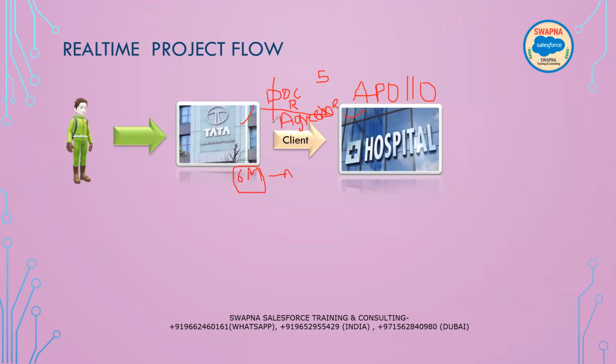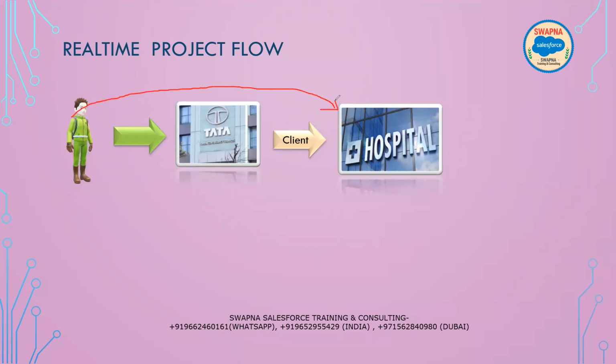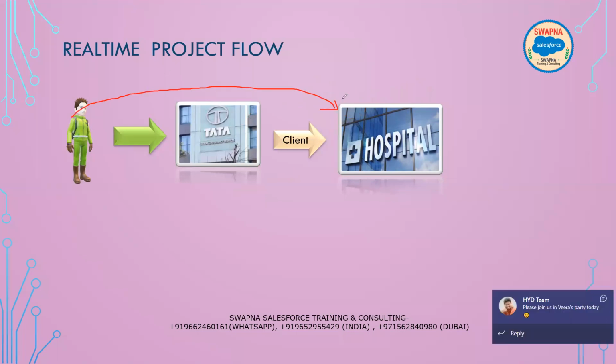Once this agreement is done and signed, Apollo is going to sign and TCS is going to sign on the same agreement. So once this agreement is done, you are assigned to work for this client. TCS will assign you to work for this hospital.